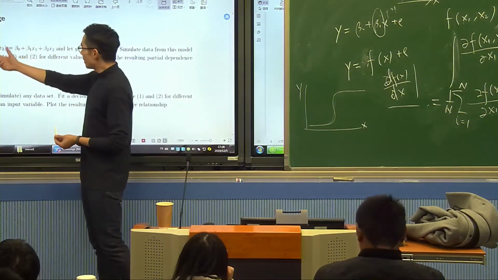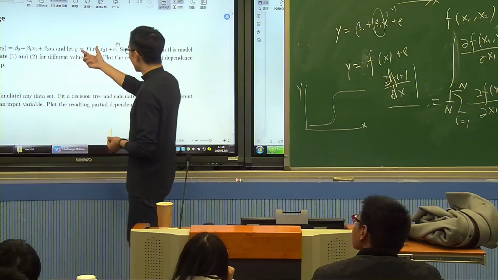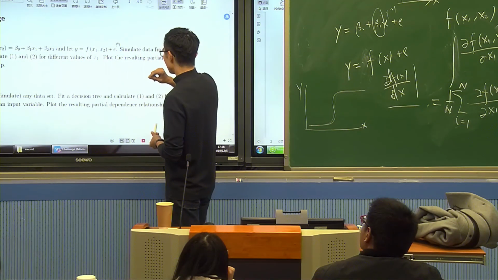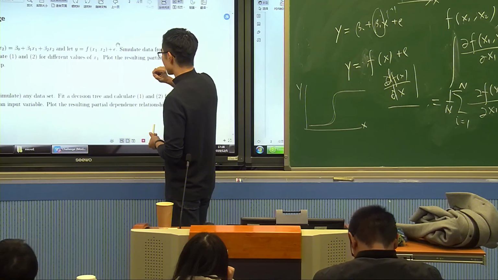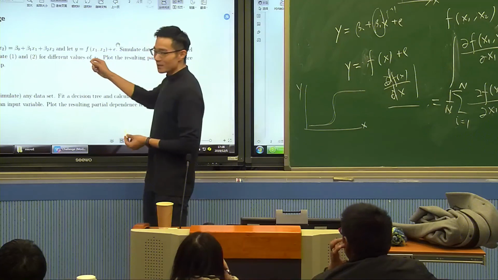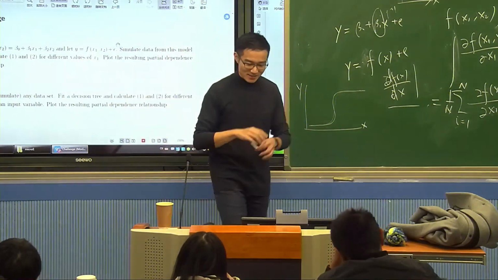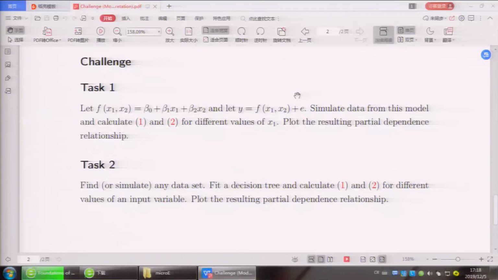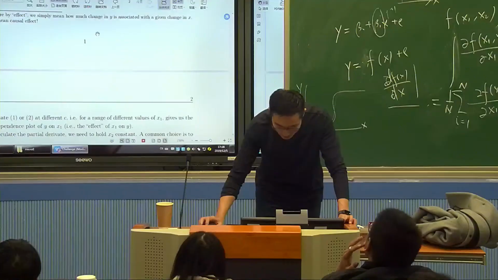So try a linear model and try a non-linear model. You can read it yourself. For the non-linear model, you can think about any simple model and then try to produce the partial dependence plot. Okay, so I think that's what the challenge is about.